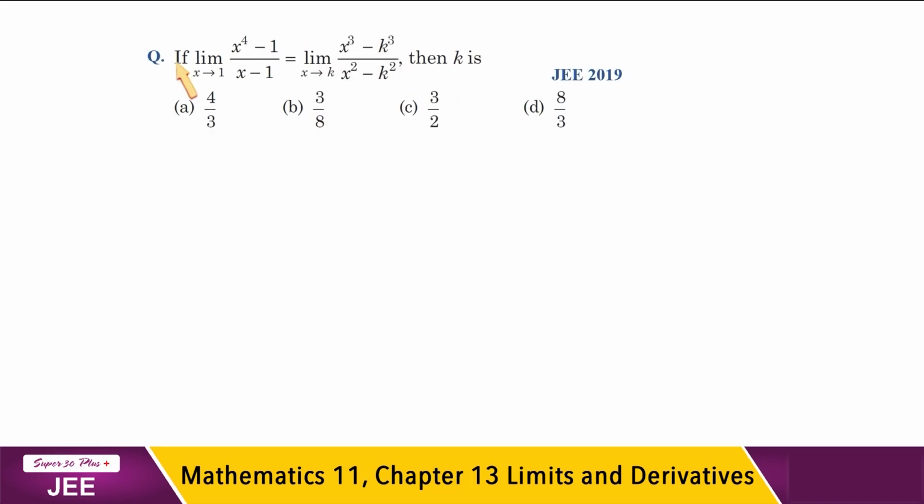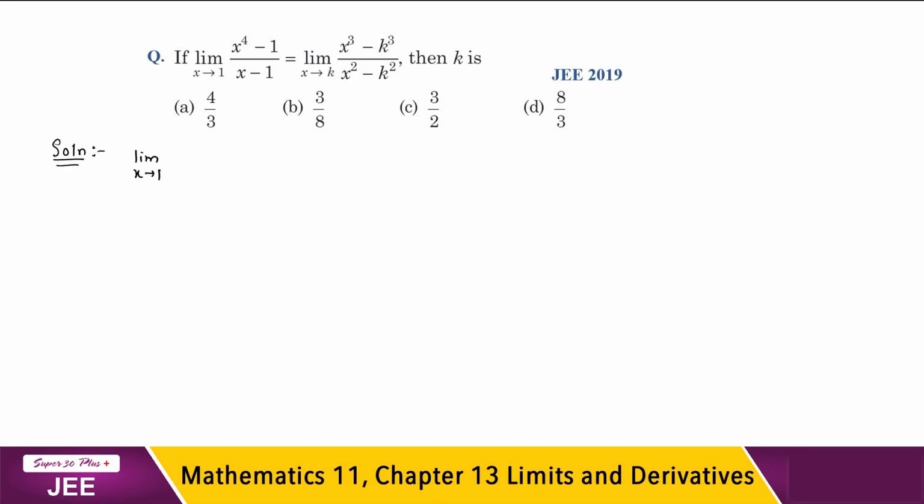Let's move further. So here we have, if limit x tending to 1, (x raised to the power 4 minus 1) divided by x minus 1 is equal to limit x tending to k, (x cube minus k cube) divided by (x square minus k square), then k is. So let's begin with the solution part of this particular question. Let us first evaluate this limit. Now it is very easy to evaluate this limit.